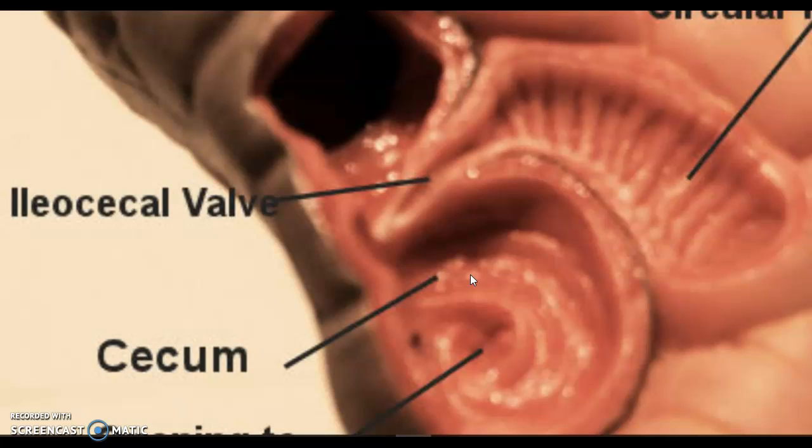The cecum serves to ferment fiber in other animals, and they have a lot larger cecums than we do. We do have fermentation in our cecum and in our colon. Now, there's a little opening right here, and this is the opening to the appendix.